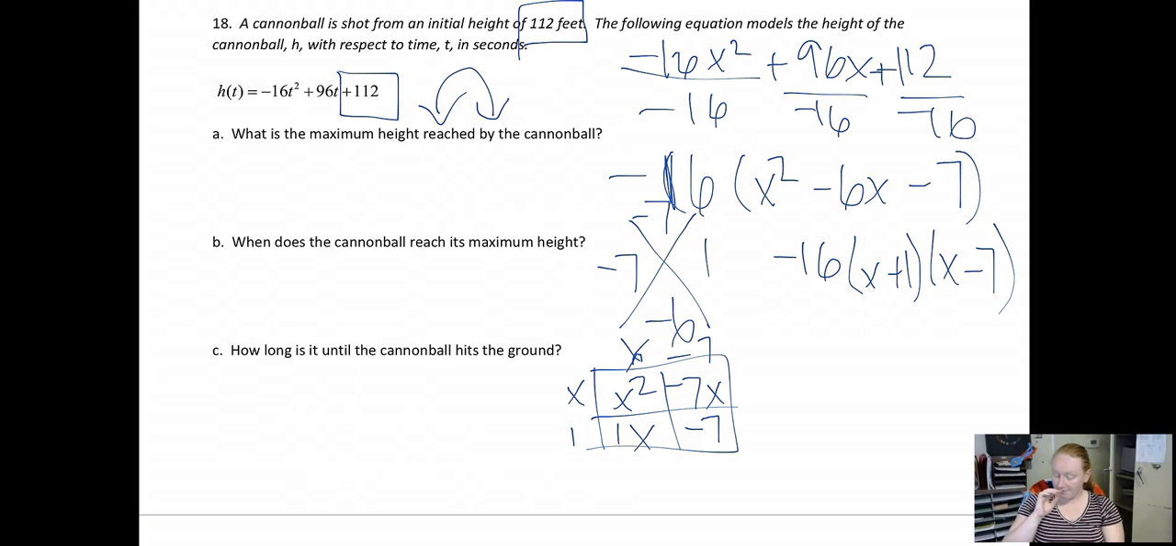That's factored form. So now I need to use the zero product property to get my x-intercepts. So I'm going to set this equal to 0. I get negative 16 equals 0. You're going to tell me that's stupid. You know that that's not true. I get x equals negative 1, and I get x equals positive 7.